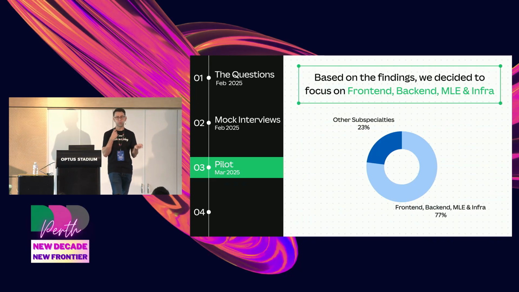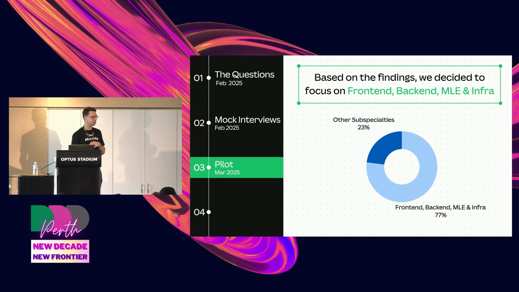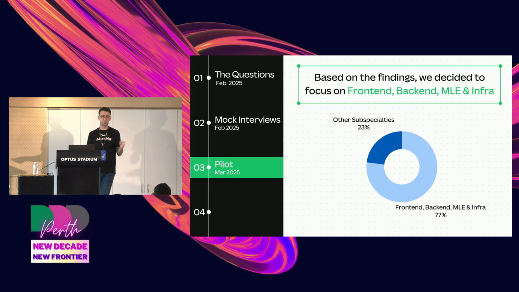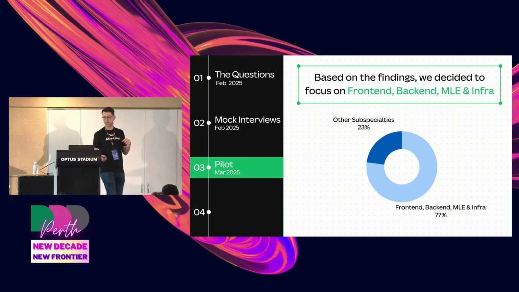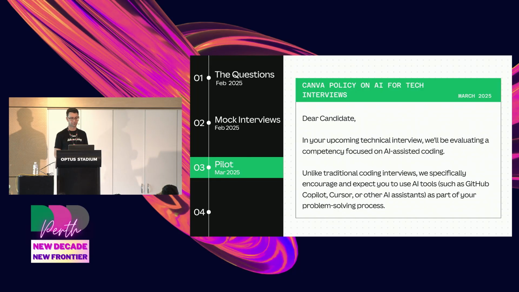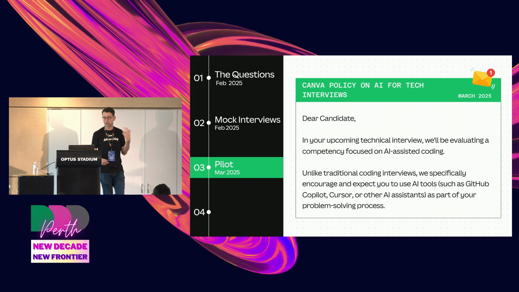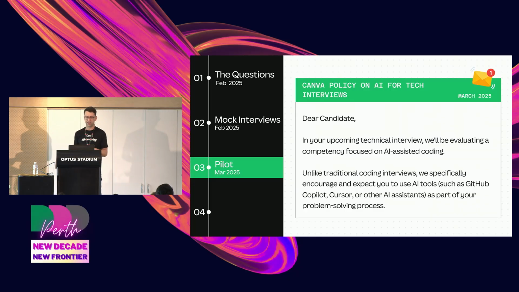And we also had to decide which disciplines to make the change for. And so we settled on front-end, back-end, machine learning, and infra engineers, because together this represents over 75% of Canva's engineering organization. These are the disciplines where coding was most central to the day-to-day role, and where the AI tools internally were already showing the biggest wins. So we crafted new interview guidance that explained to candidates that they were going to be part of a pilot and that we'd be assessing their AI skills. And the really surprising thing here was that quite a few candidates responded and said that they were really excited by this new approach to interviewing.